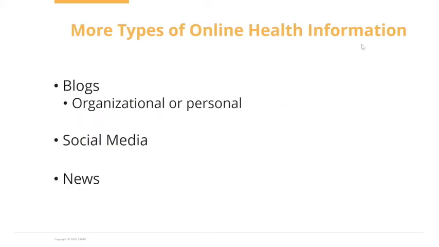Additionally, there are even more types of online health information, such as blogs, and those could be an organizational blog, such as from the National Institute of Health Research in the US, or it could be your own personal blog that you just host on a WordPress site. Social media can also be a source of online health information, for example, Twitter. And then news organizations post and share health information, such as the CBC and also the Toronto Star.